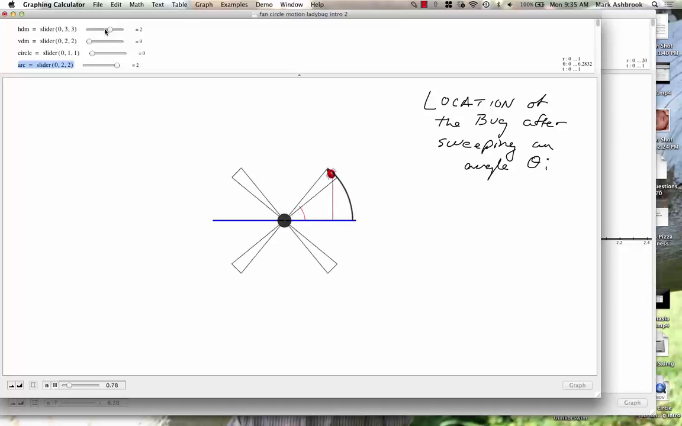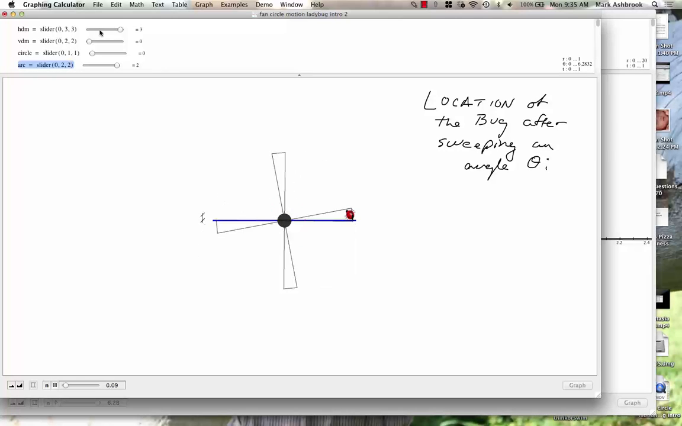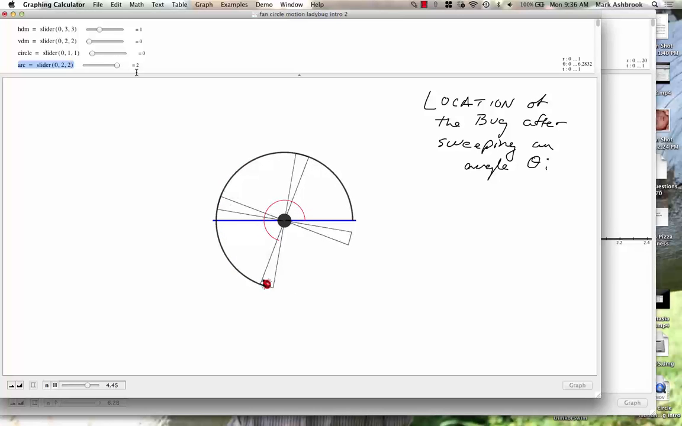So if we think about the horizontal diameter, we can think about how high above or how far below the horizontal diameter the bug is at any given angle. Okay, so it's supposed to say horizontal diameter. Where did it go? Oh, it's gone.